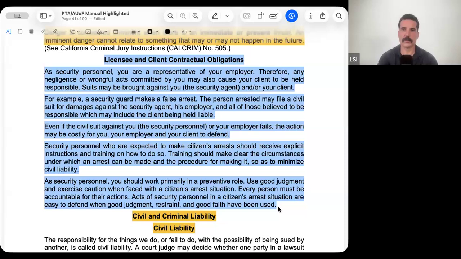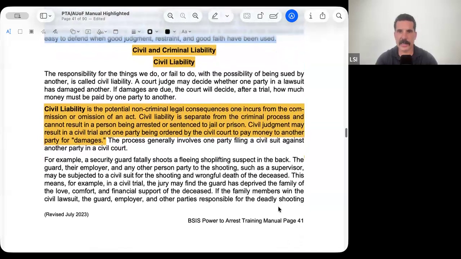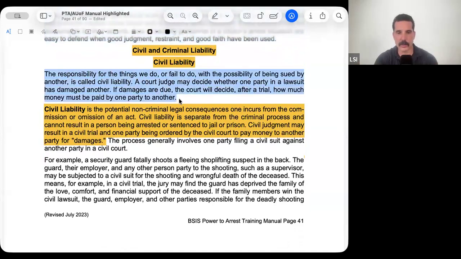All right, continuing on, the next section, the heading is civil and criminal liability, and it starts with civil liability. You're going to highlight both of those headings, and then it's going to go straight into it.